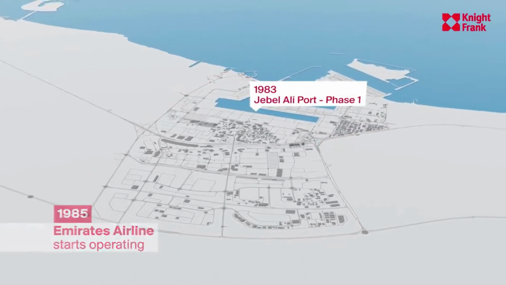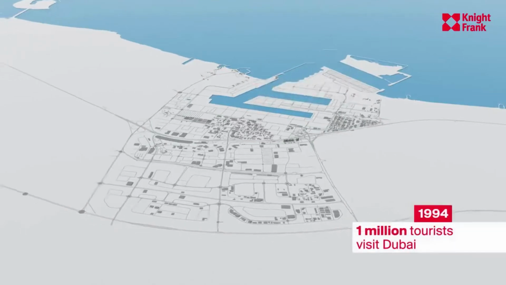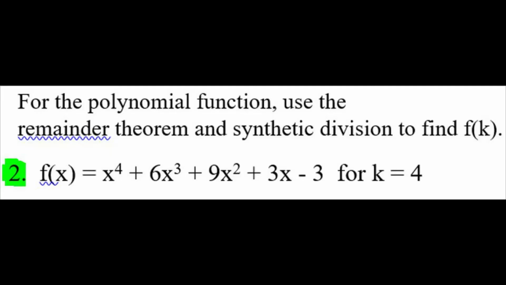Okay, so let's look at number 2 on this worksheet. It says, for the following polynomial function, use the remainder theorem and synthetic division to find f of k. So basically we're going to do synthetic division, see what we get, and then we're just going to take k and plug it into the function, and we should get the same thing. That's what the remainder theorem is telling us.